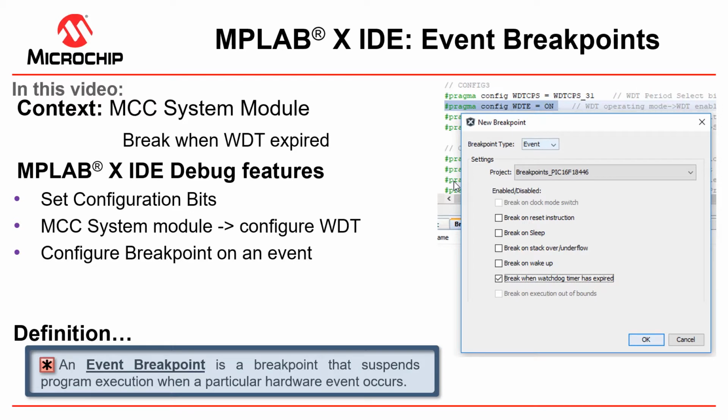So we originally created the project using MCC. So it's the MCC System Module, which we can use to change the device configuration. This is also possible with the Set Configuration Bits window. So we're going to look at both of these. We're also going to make sure that we can understand the diff merge feature as we change a configuration with MCC, which is also just a general feature of MPLAB X. So here we go. Let's have a look at setting event breakpoints.